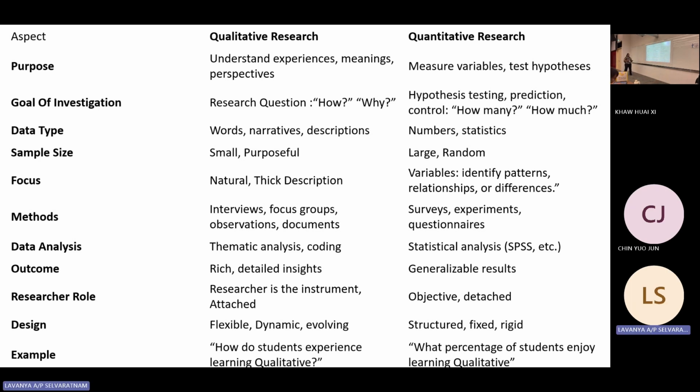So data type: words and narratives here, numbers and statistics there. Sample size: small and purposeful. What's purposeful? What about the sample that I choose? The criteria must meet whatever study that I'm doing. So your research question and the criteria of your sample must match.